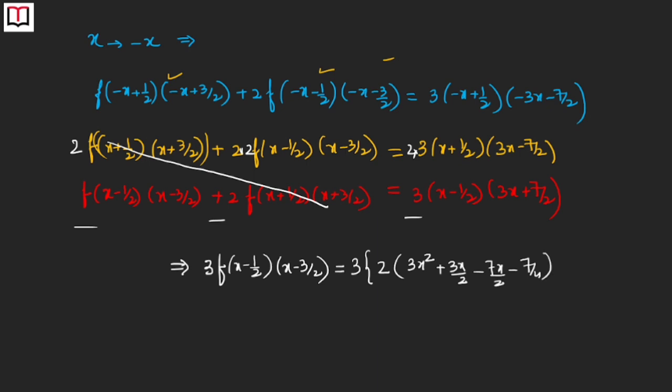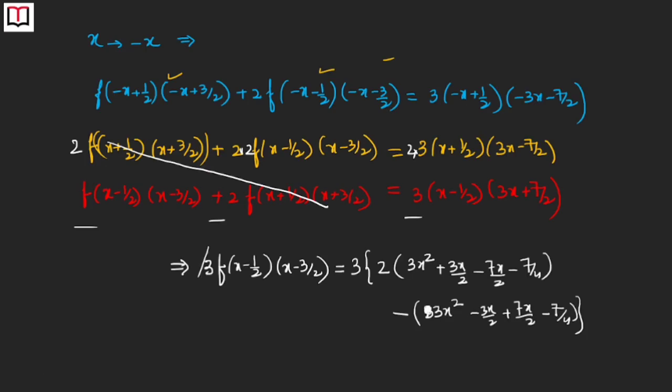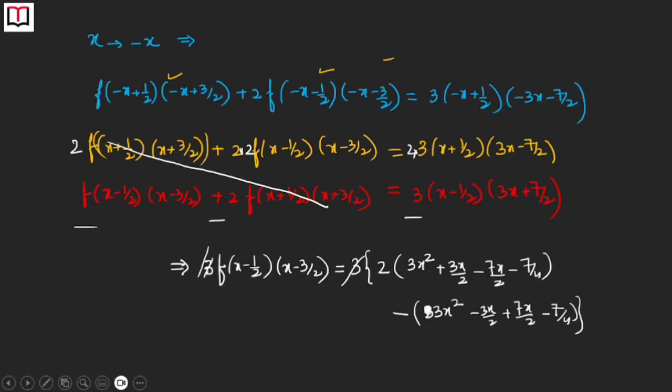Minus, again 3 is common. In any case, we will get 3x square minus 3x by 2 plus 7x by 2 and then again minus 7 by 4. So what do we have? We took 3 common on both the sides, so we can remove 3 from here. So it's f of x minus half into x minus 3 by 2 is actually 2 times.